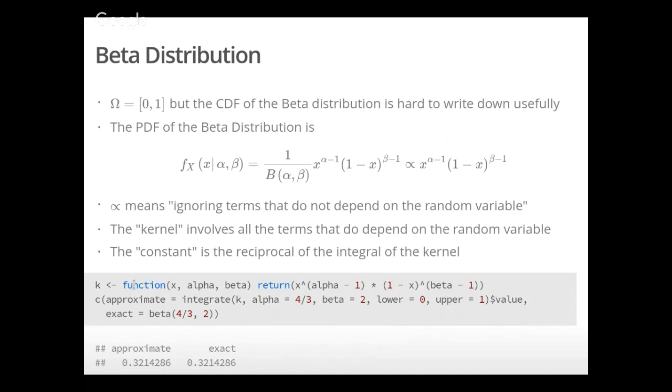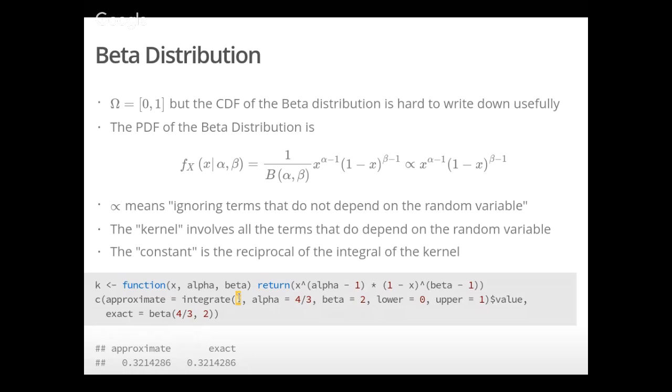But this is an integral that is important enough that R already has a function built in that does it. It's known as the beta function, the capital Greek letter beta. If I evaluate that at 4/3 and 2, I get the same number. So the beta function is just the integral of the kernel function from 0 to 1. I divide by that area, in this case 0.32.